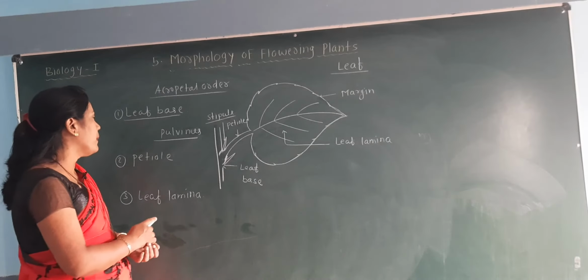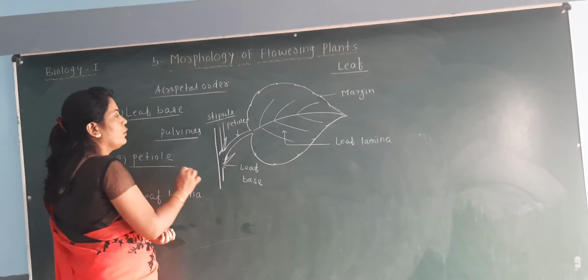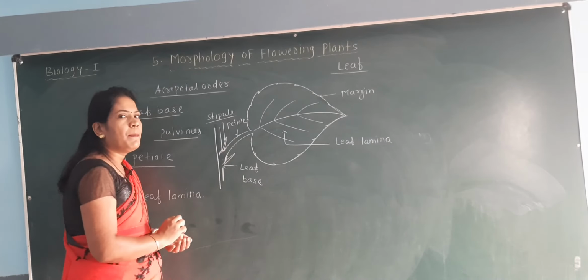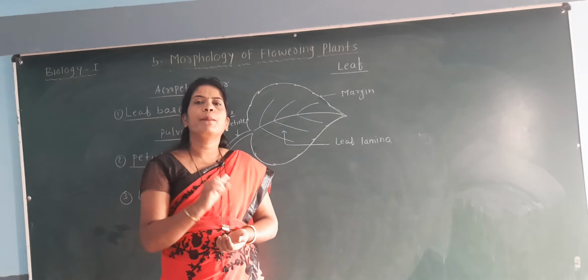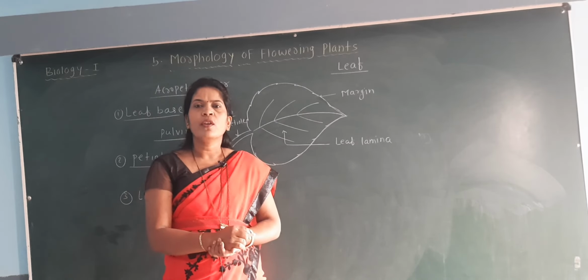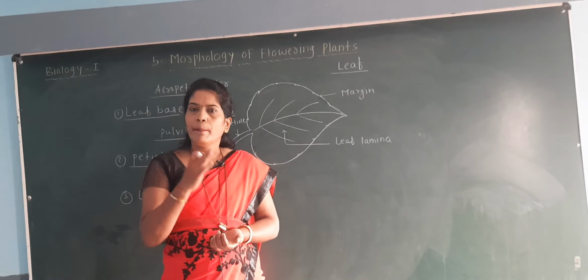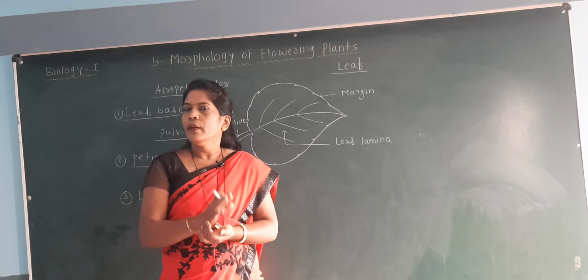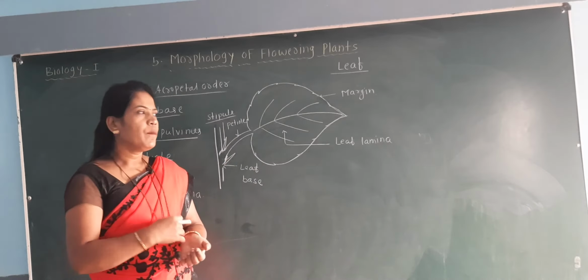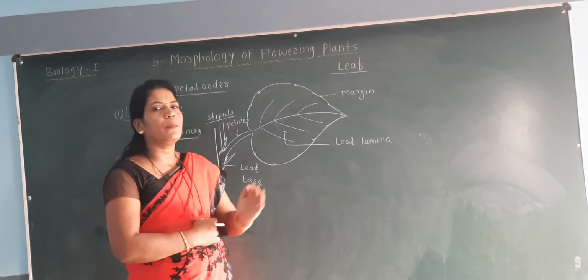Now the second part is called as the petiole. So you can observe this petiole. मराठीमध्ये आपण पेटिओलला पानाचा देठ असं म्हणतो. So what is the function of this petiole? Petiole is green in color. This petiole holds the lamina part of the leaf.